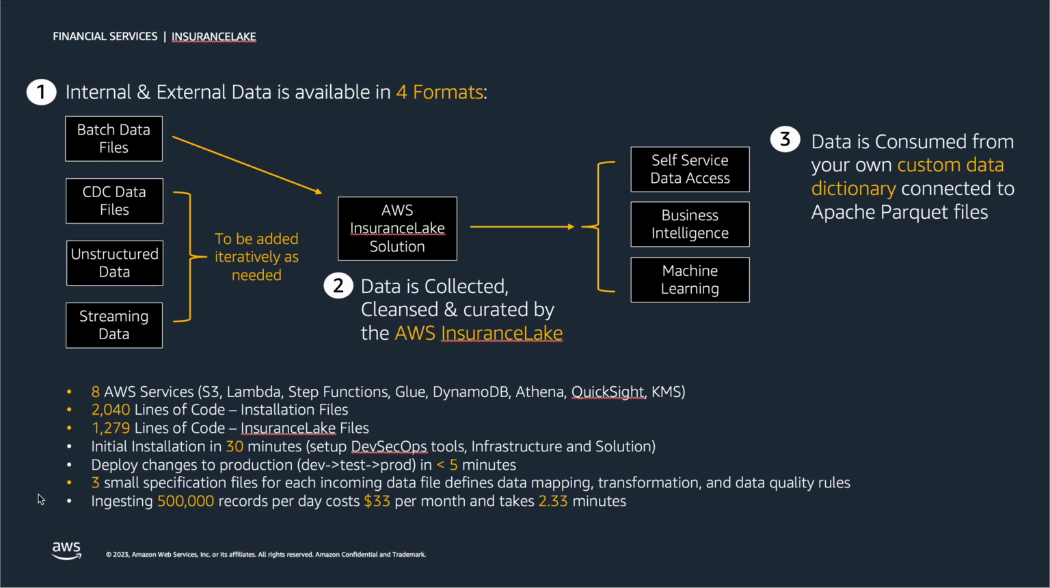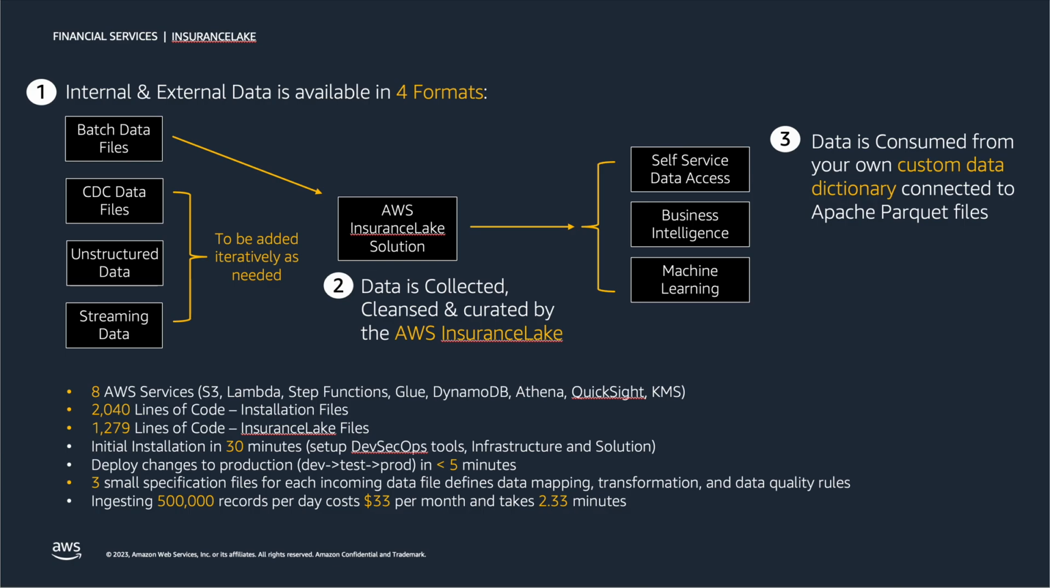We ingested 500,000 records per day. If you do that for 20 business days a month, the cost is $33 a month. So it's extremely inexpensive. It takes about 2.5 minutes to ingest that data, to collect, cleanse, and curate, and get it to the consumption layer.